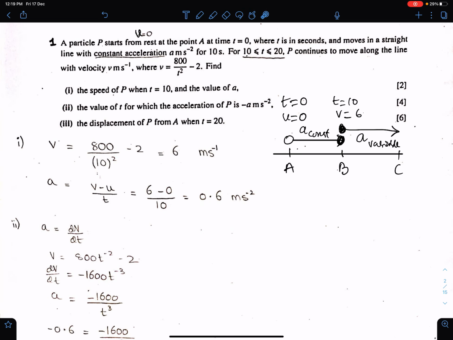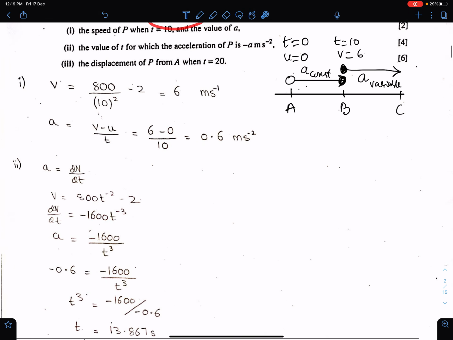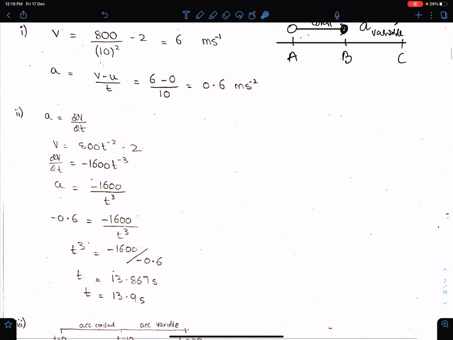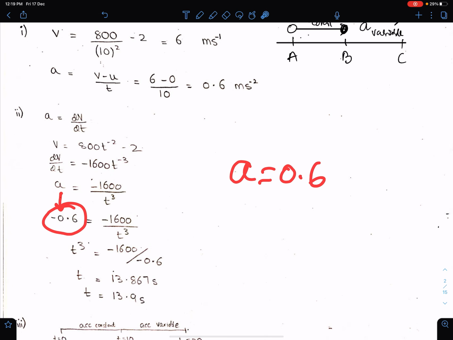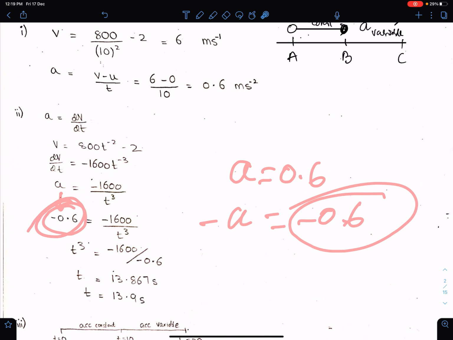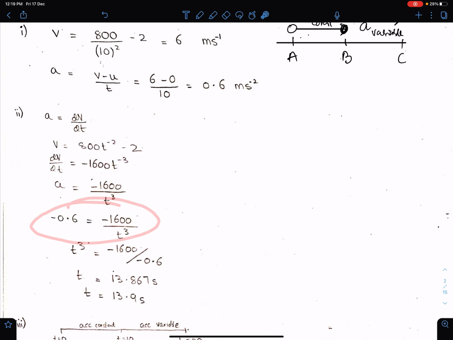Part 2. We need the value of t for which the acceleration of P is negative a. For that, we need to use this equation. We need to differentiate it. When we differentiate this equation, we will get the equation of acceleration, which is minus 1600 upon t cubed. And we just need to substitute minus a here. The value of a is 0.6, so the value of minus a is minus 0.6. When we solve this, we'll get the value of t. It's 13.9 seconds.